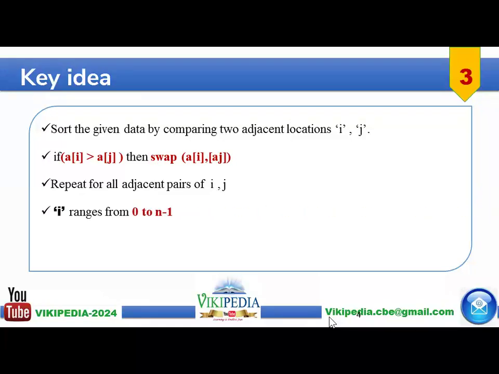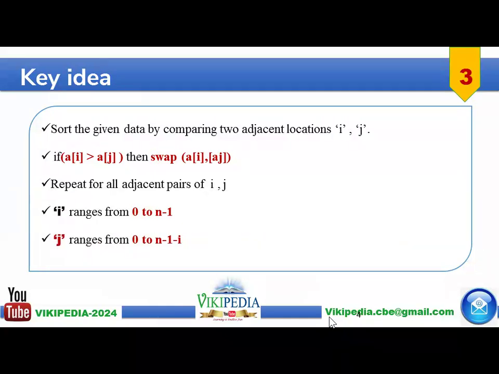We will use a range for i from 0 to n minus 1. That is, if you are storing your data in an array, all data will be stored from position 0 to n minus 1, which means that on each ith pass you will be storing your sorted data from 0 to n minus 1 position.